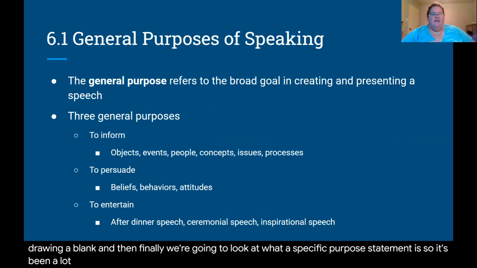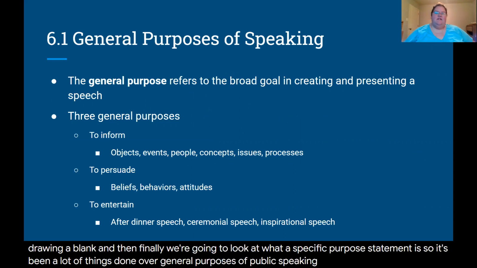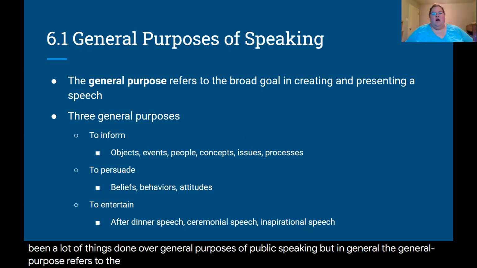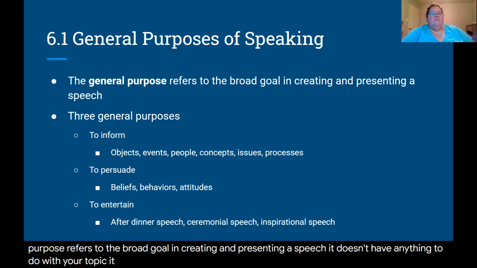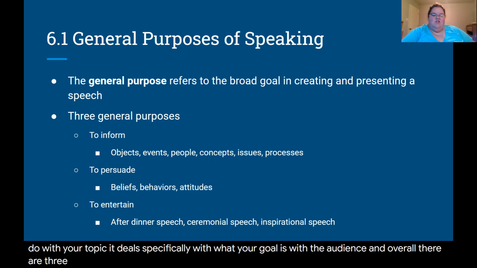A lot has been said about the general purposes of public speaking, but in general, the general purpose refers to the broad goal in creating and presenting a speech. It doesn't have anything to do with your topic. It deals specifically with what your goal is with the audience. Overall, there are three main general purposes: to inform, to persuade, or to entertain.